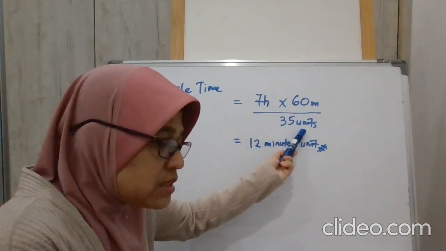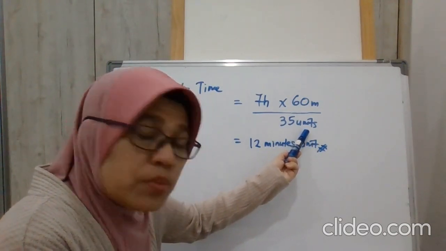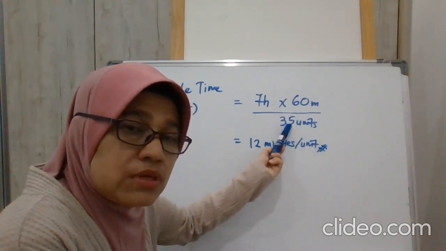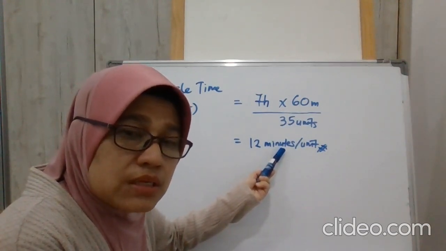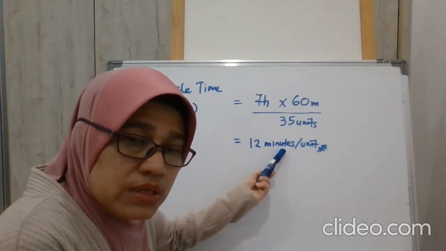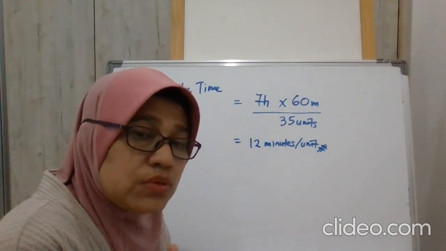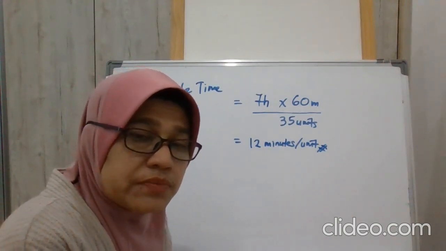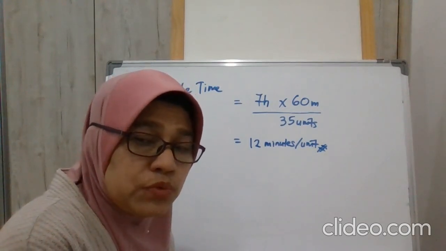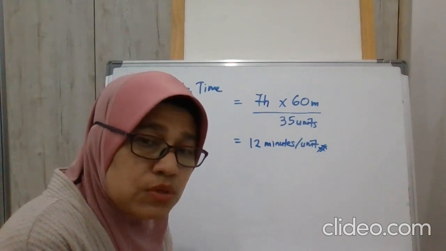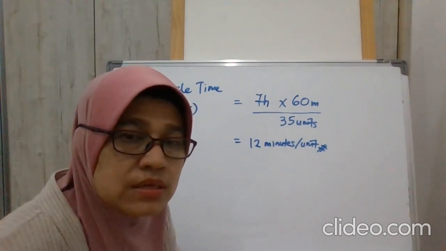And the output per day as given in the question is 35 units of the output to be completed per day. So 35 units is over here. Then when you calculate, you will get 12 minutes per unit as the cycle time. What is meant by 12 minutes per unit here is that the cycle to produce 1 unit of output takes 12 minutes. So every 12 minutes, 1 unit of output will be produced. Selang 12 minit, 1 unit keluar. Another 12 minutes, another 1 more unit will be produced. So that is the cycle time.